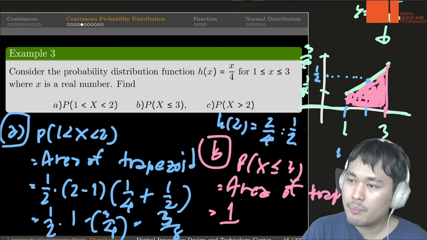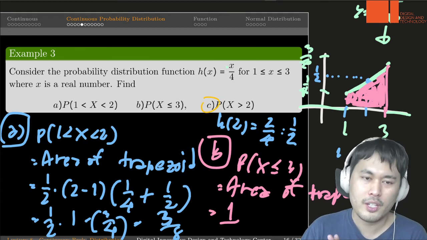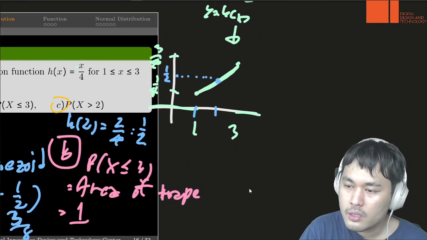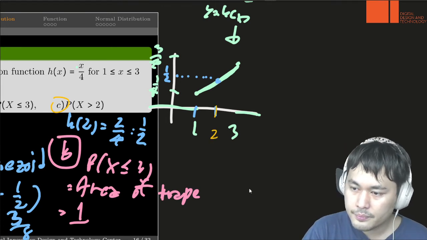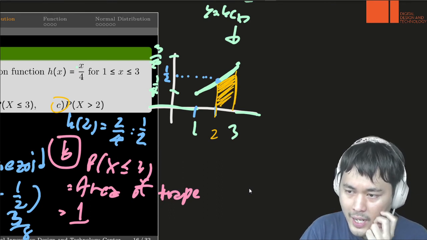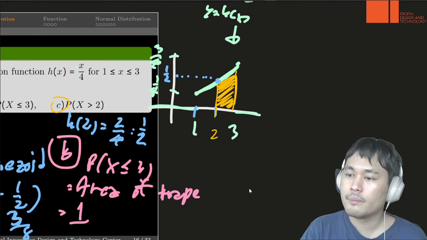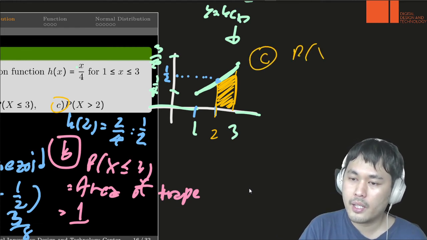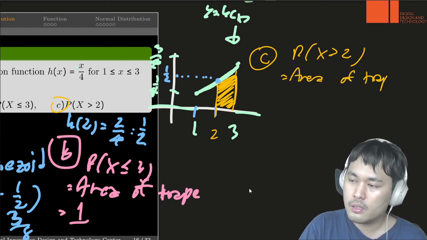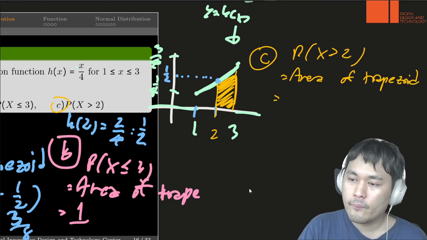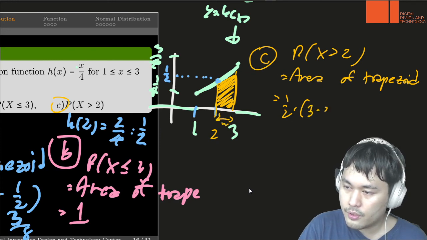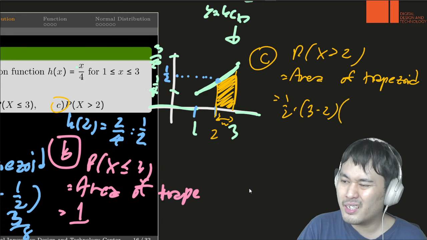And lastly, we compute C, the probability that x is greater than 2. Let me reuse the same image here. 2 is there. If x is greater than 2, we are looking for the area to the right of that point. So that's what we're going to compute next. The probability that x is greater than 2 is again the area of a trapezoid, which is 1/2 times the width. We can find this width: this is 3 minus 2, and the sum of the heights.